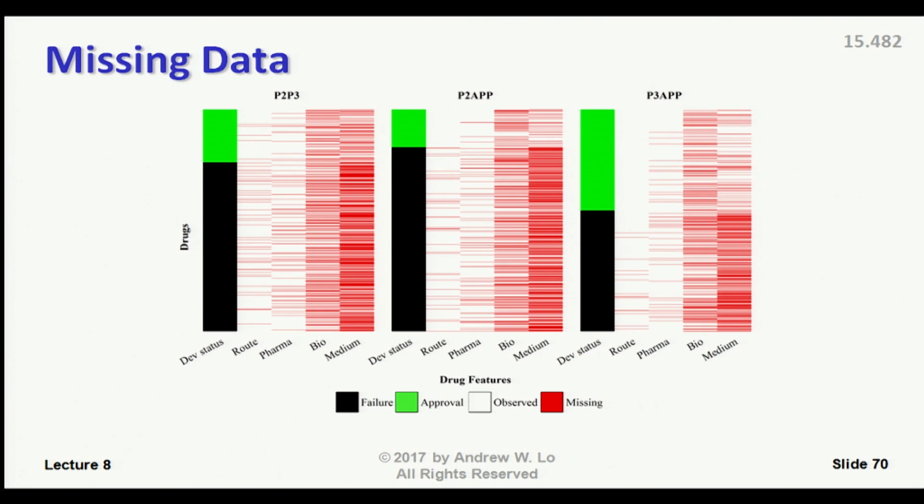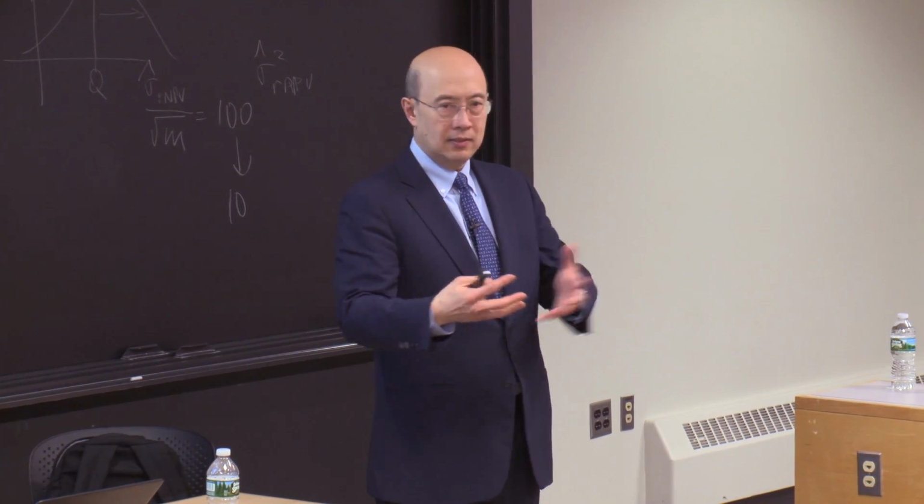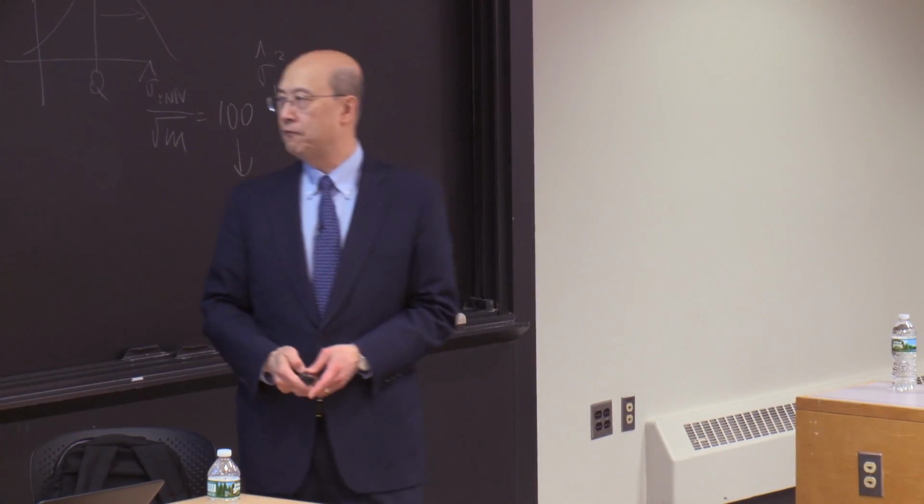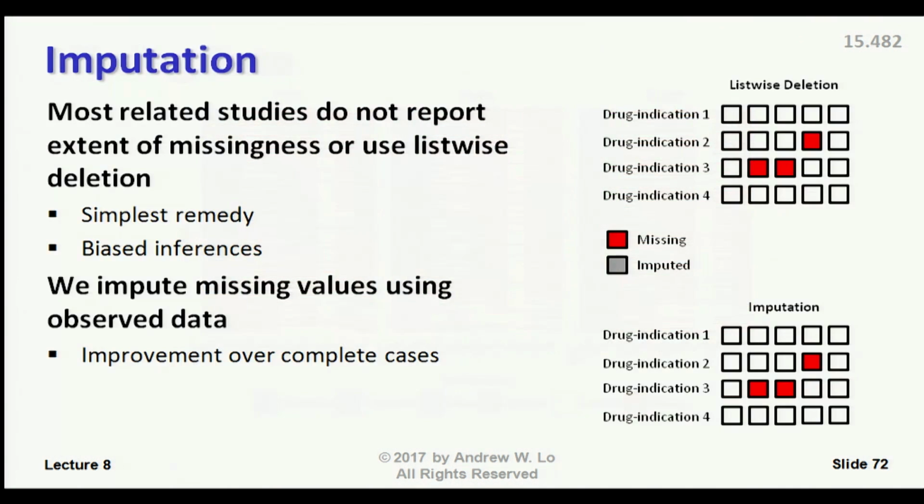So the route of administration, we mostly have that data. But for something like the medium, in many cases, you see the red is missing. We don't have information about the medium. We don't know that aspect of it. So when you deal with these kinds of data, the one thing you have to deal with is all of these missing observations. How do you fill them in or not? And this is trial features. You can see there's lots of missing trial features.